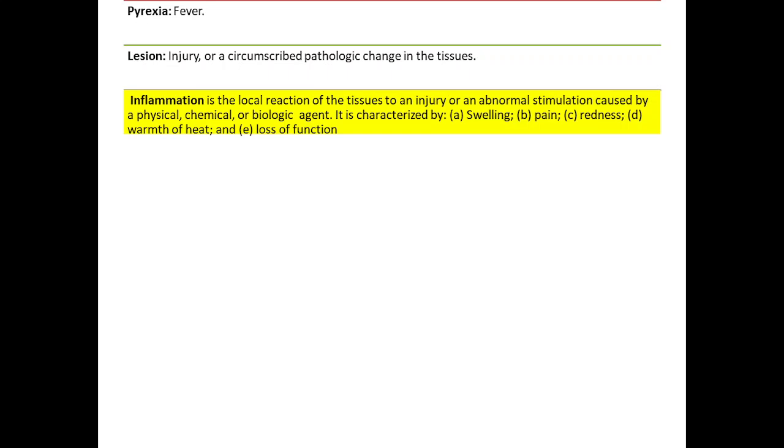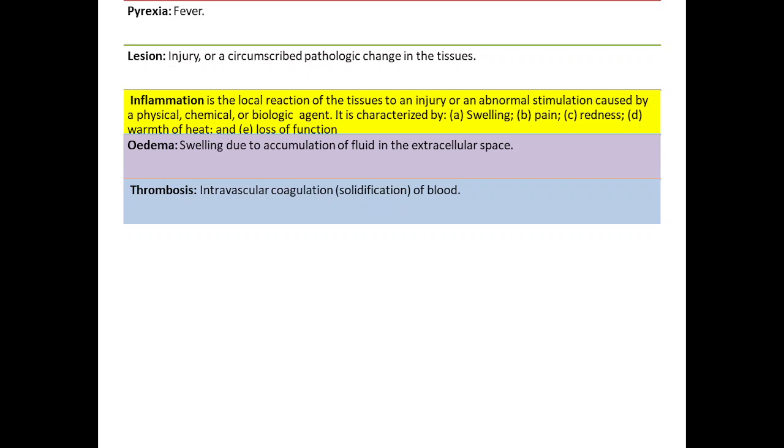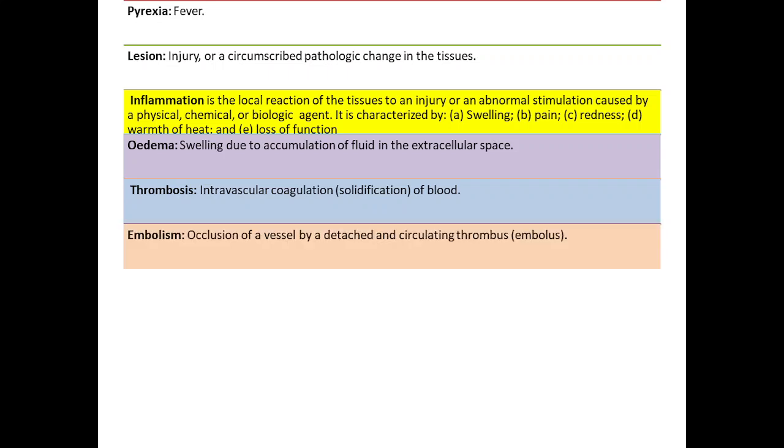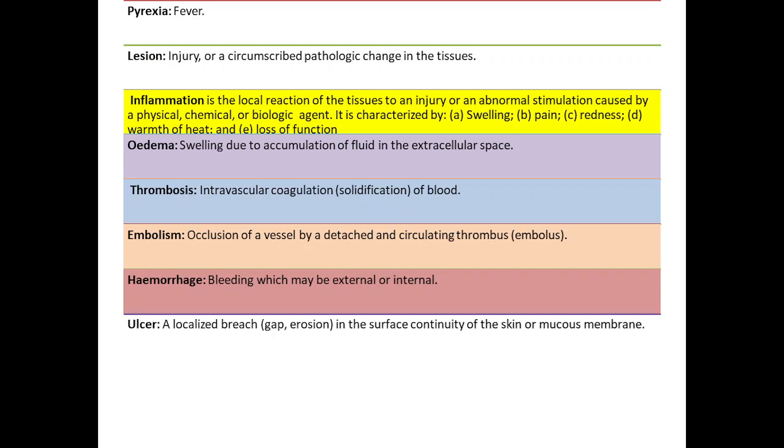Inflammation is a reaction of tissue to an injury or abnormal stimulation caused by a physical, chemical or biological agent. And how does inflammation occur? Firstly, there is swelling, then pain, then redness, then warmth, and then loss of function. Edema means swelling due to accumulation of fluid in the extracellular space. Thrombosis means coagulation of blood. Embolism is occlusion, meaning blockage, of a blood vessel by a detached and circulating thrombus. Hemorrhage is bleeding, which may be external or internal.